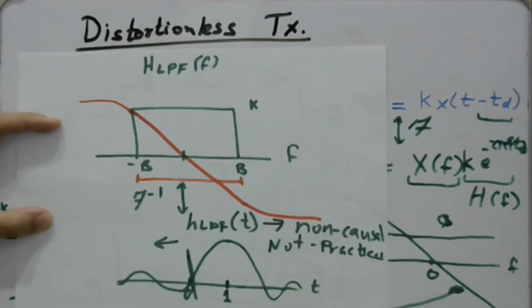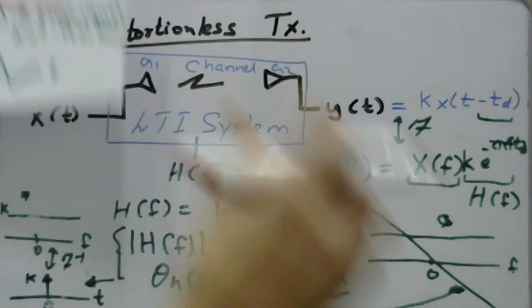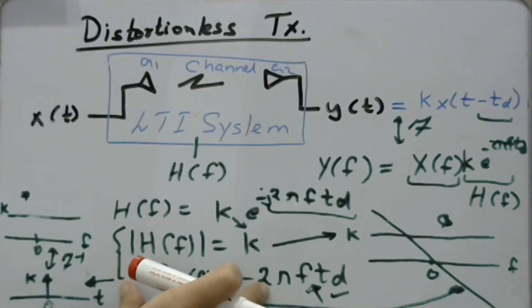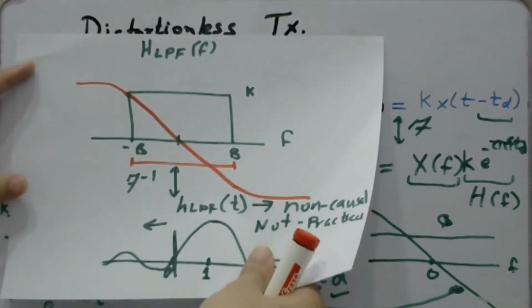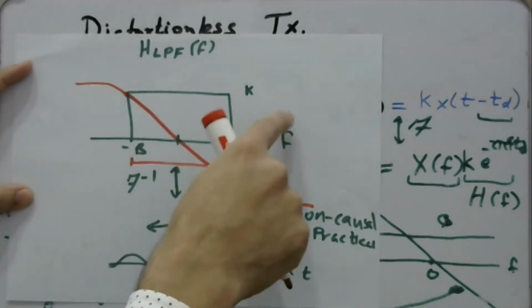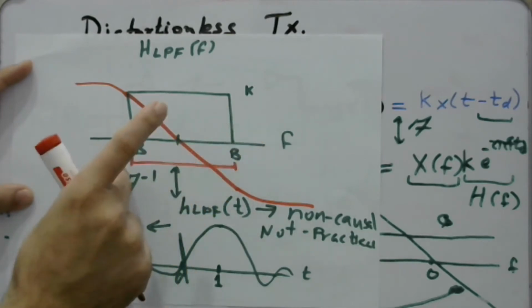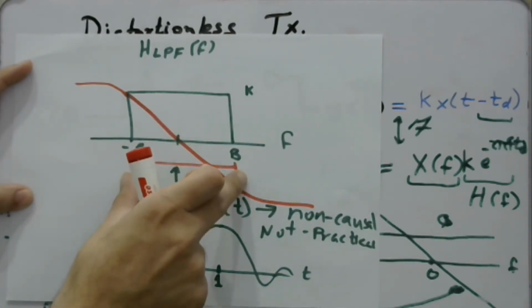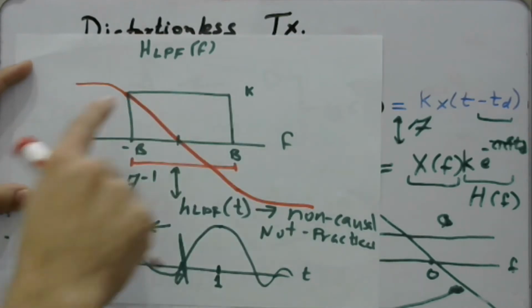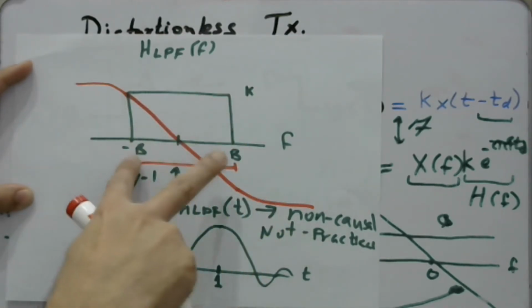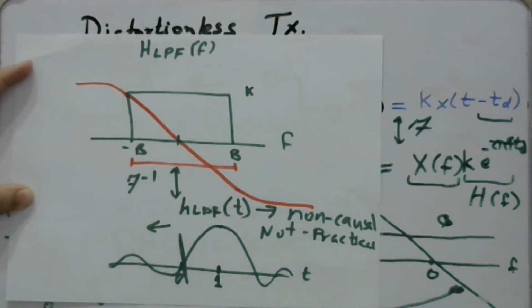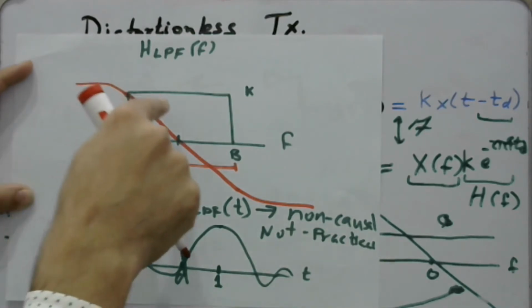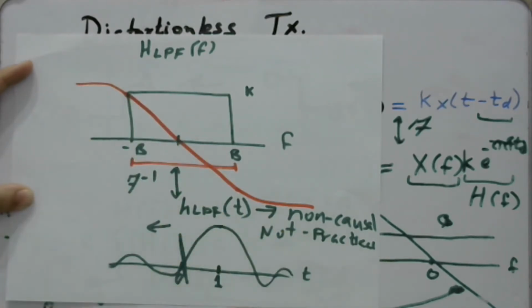So this means that originally, based on this definition, we said that this system cannot be implemented and it is not a practical system. So we relaxed our assumption of minus infinity to infinity and restricted ourselves from minus b to b, right? And we said that we are going to have a constant gain of k over this range, and the phase would also be linear with respect to frequency. But still this is non-causal and hence it's not practical.